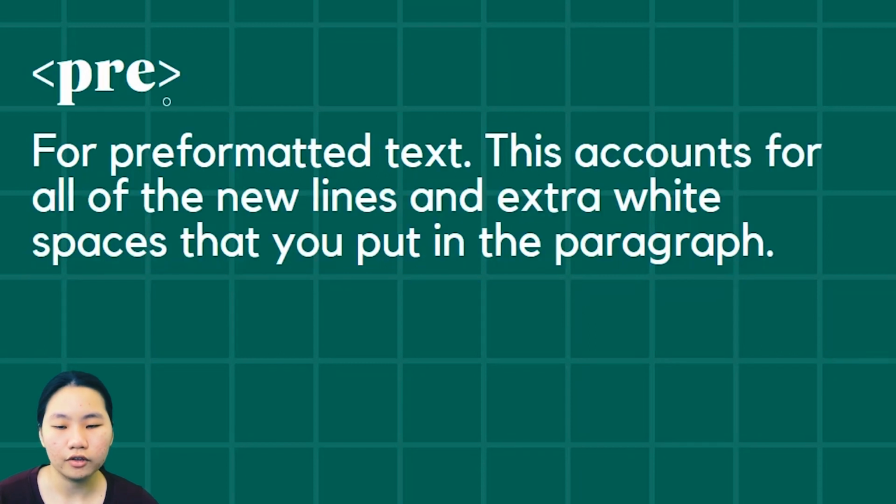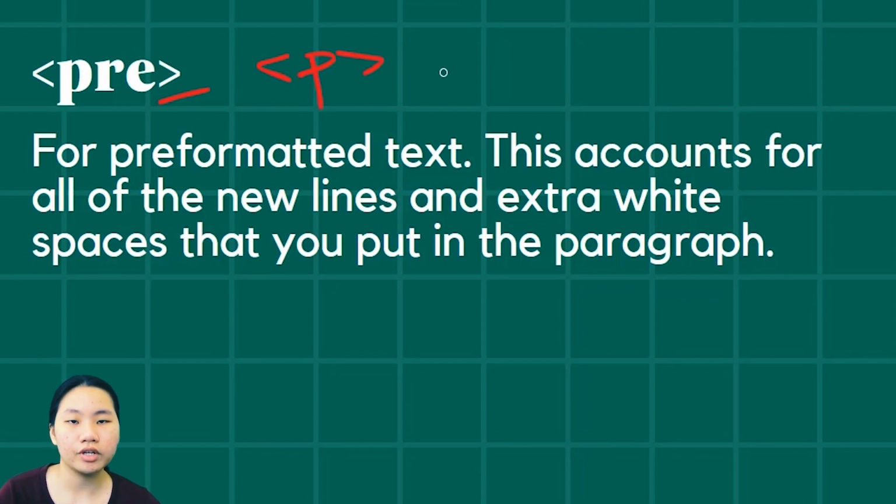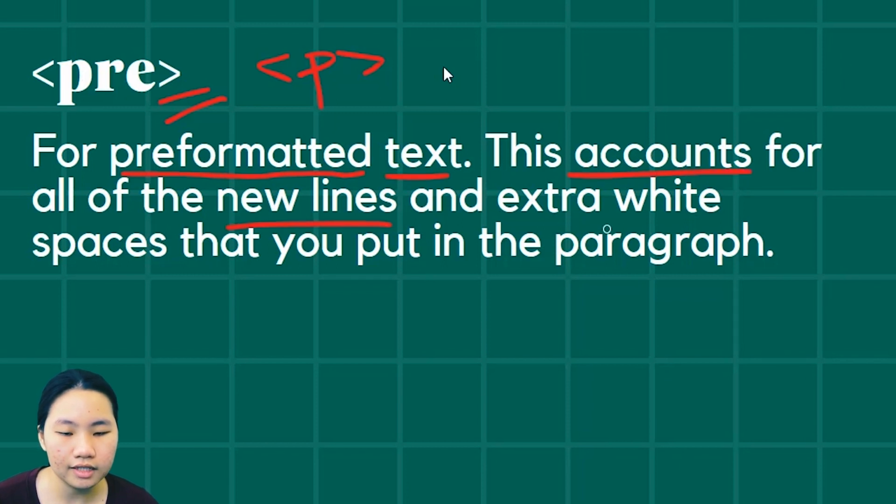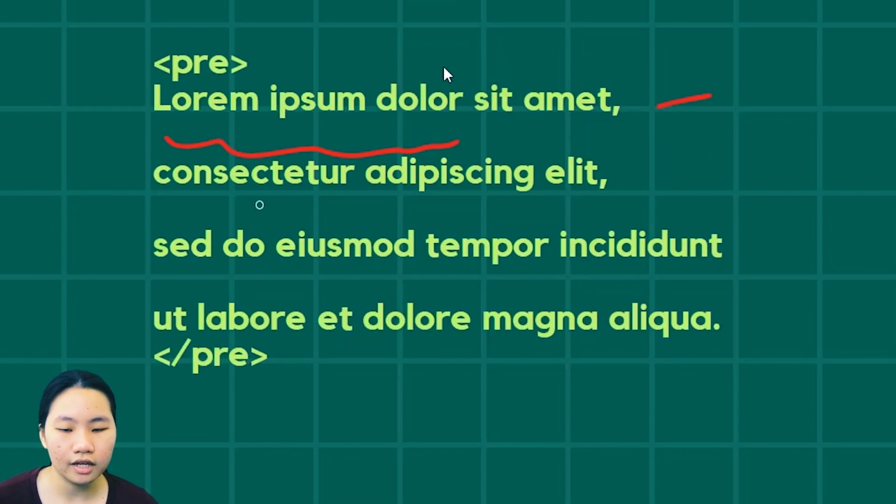Here's the introduction of a new tag, pre. So pre is very much like P, but it is for pre-formatted text. As I've mentioned before, any white spaces or new lines that exist in P will be ignored by the browser. However, if you put it in pre, or pre-formatted text, all of those white spaces, all of those lines will be accounted for. So pre is short for pre-formatted text, right? It accounts for all of the new lines and extra white spaces that you put in your paragraph. All of these spaces, the new lines, and so on and so forth will be displayed as is in your browser.